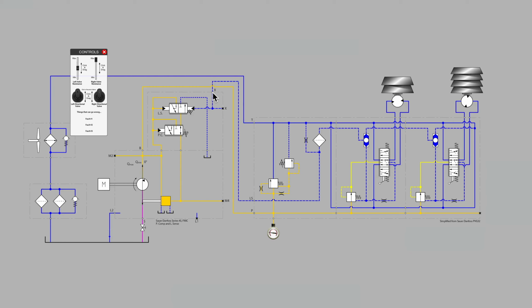So now the pump is at both low displacement and low outlet pressure, and we're saving lots of diesel fuel if this is a piece of mobile equipment, or we're saving lots of electricity at our electrical prime mover if this is an electrically operated machine.